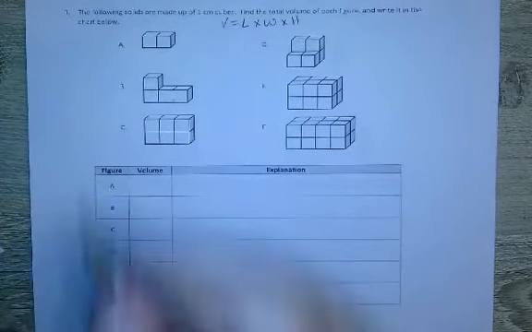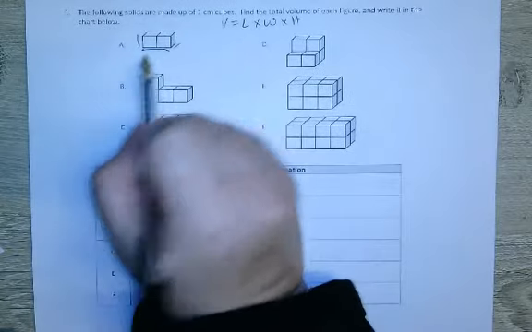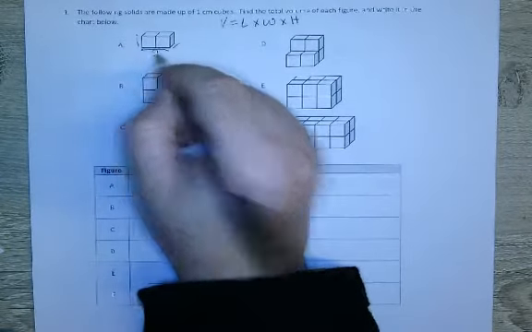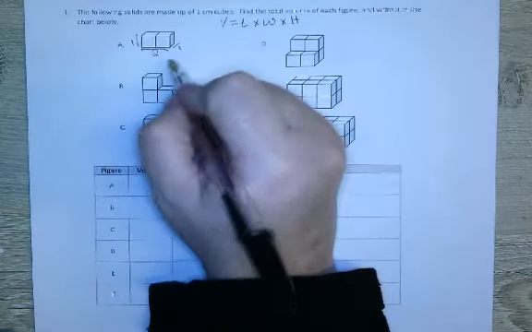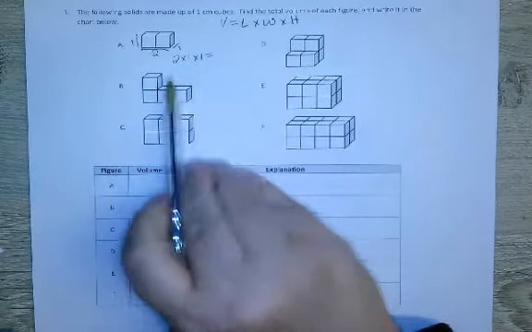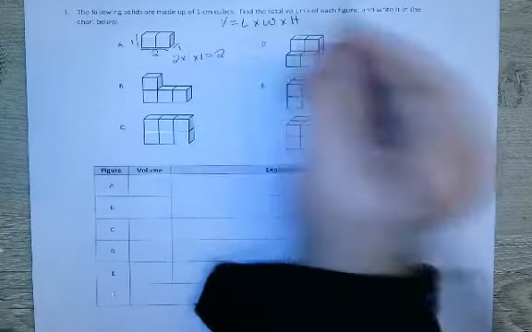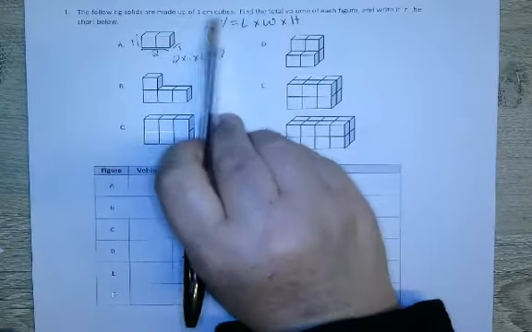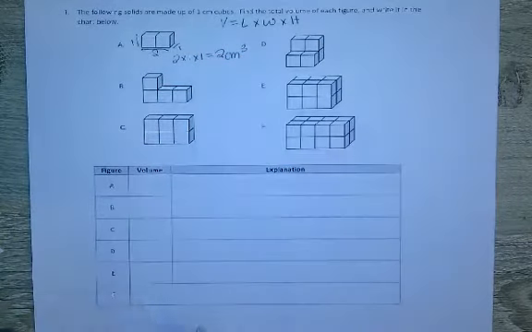Okay, so we're going to figure out first letter A, length times width times height. So our length is 2, our width is 1, and our height is 1. So our problem here is 2 times 1 times 1. 2 times 1 is 2, and 2 times 1 is 2. So we have 2, and these are centimeter cubes, so 2 centimeters cubed.